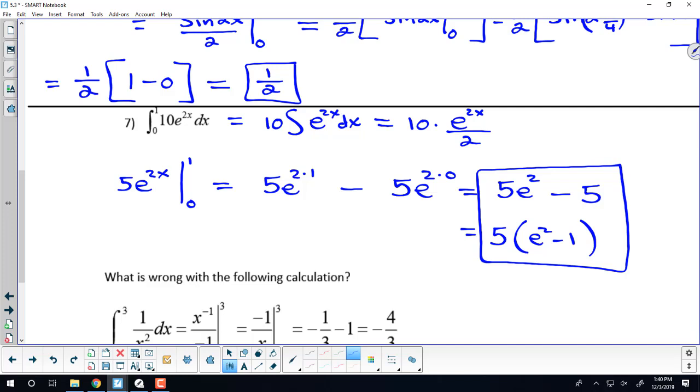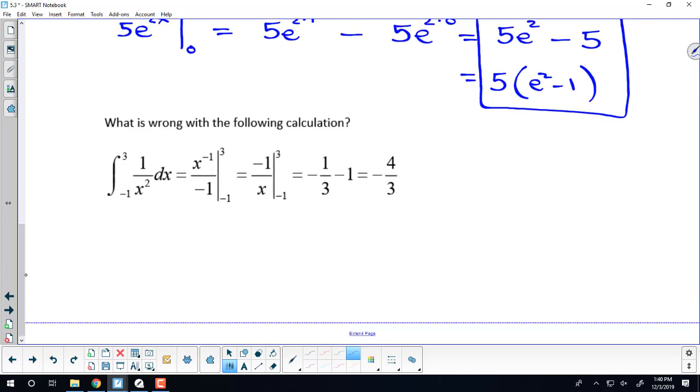All right, any questions on this stuff? Antiderivatives aside, those actually showed up in 4.9, so again, know those formulas from 4.9 for sure. Everyone feel okay with this? Okay. So what's wrong with the following calculation?